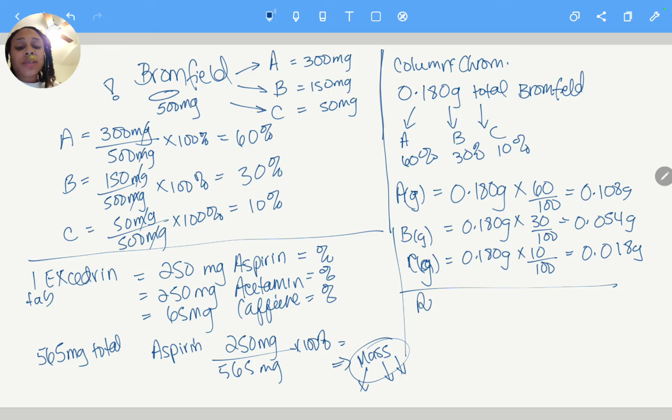Now with the recrystallization, it's a little bit different because we only have 2 compounds. So I'm going to tell you what that mixture is. I actually didn't give you Excedrin. You got a mixture of the components from Excedrin. So I'm going to give you some of that information.